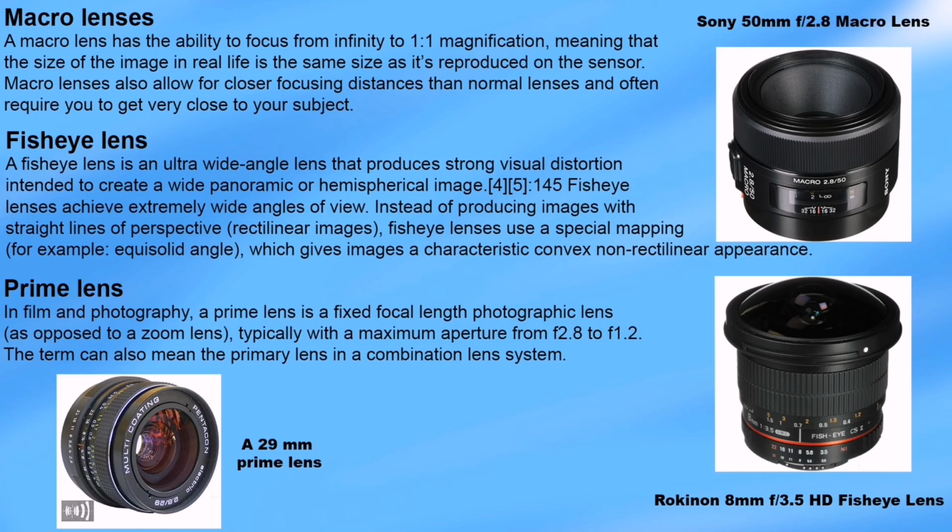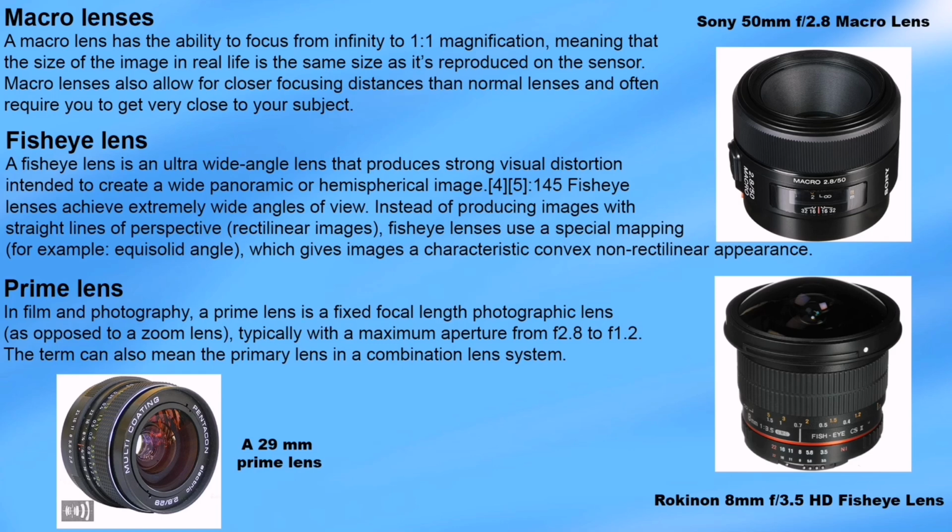The next slide, the third lens, is macro lens. A macro lens has the ability to focus from infinity to one-to-one magnification, meaning that the size of the image in real life is the same size which is reproduced on the sensor. Macro lenses also allow for closer focusing distances than normal lenses and often require you to get very close to your subject.